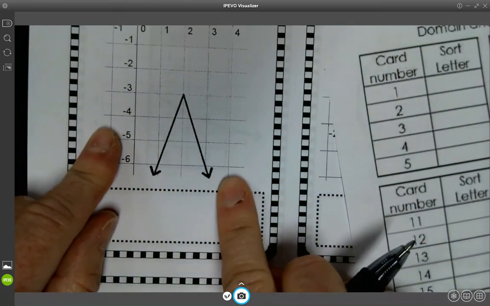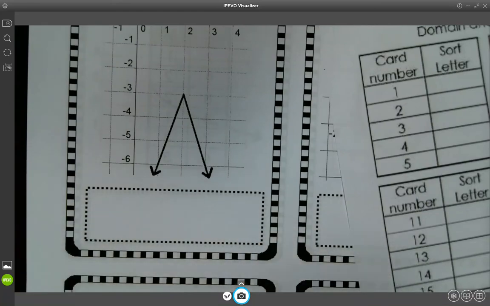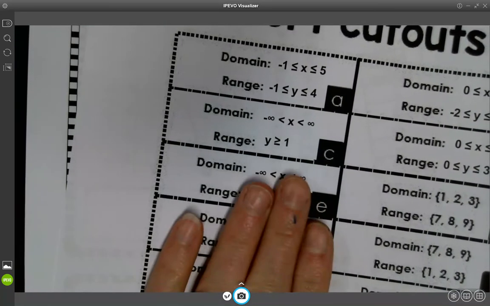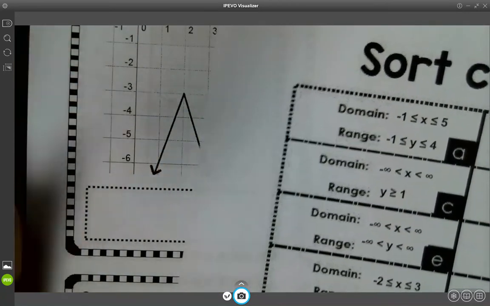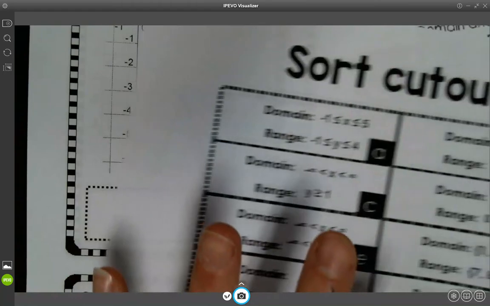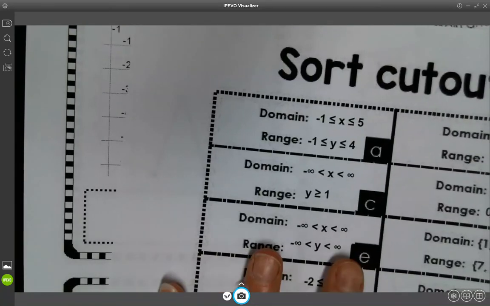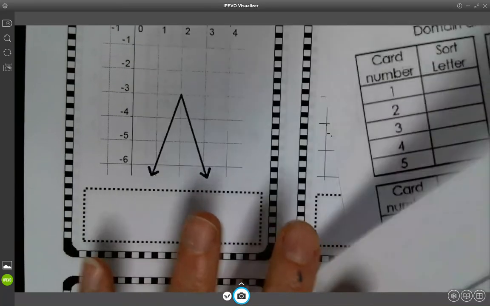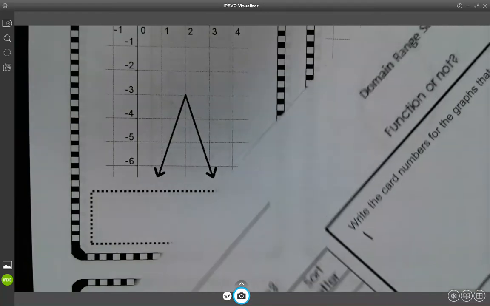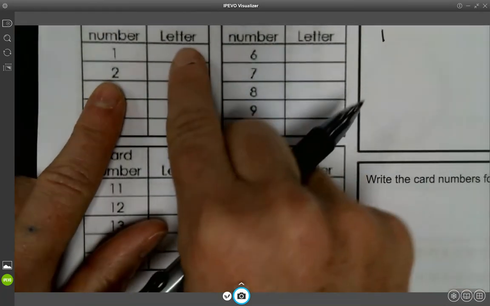Do your domain and range here. I want you to write it here, and then you can look at this to see if it's on here. If it is, then write the letter on here. If it's not, then you did something wrong. This is kind of your answer bank to make sure that you did it correctly. You can go back and check it if it's not on here. You can cut it out and glue it on there if you'd like. It's up to you, but at the very end, you put the sort letter.